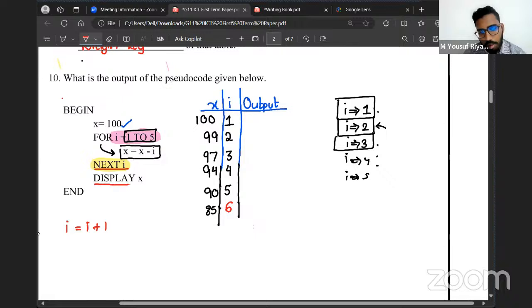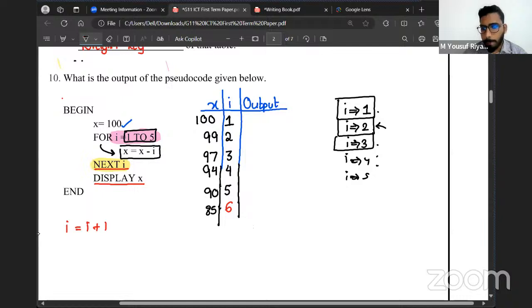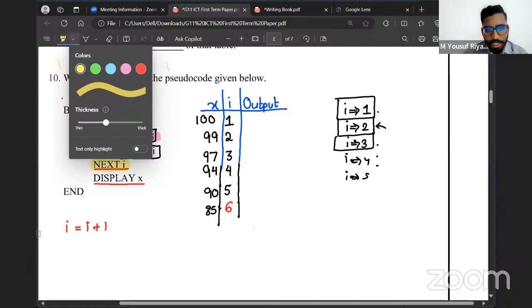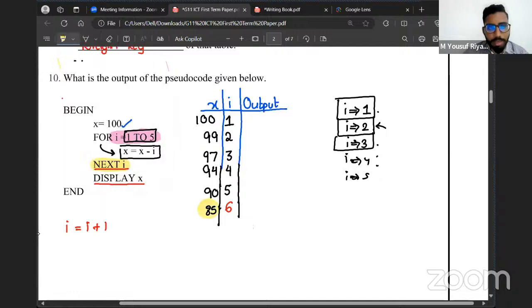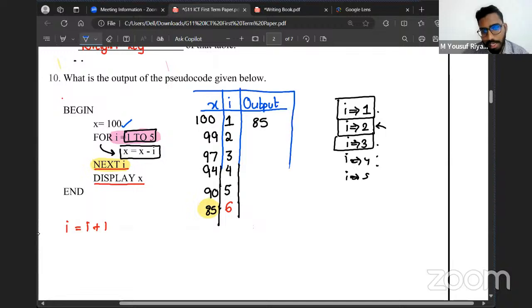Then we have the statement called display x. Based on that, tell me what will be the value that's going to get displayed? Currently, what is the value of x? You can see the value of x is 85. So when you say display x, what is the value that's going to get displayed? 85 is going to get displayed. So the program ends, and the output of this program is 85. Is that clear, all of you?